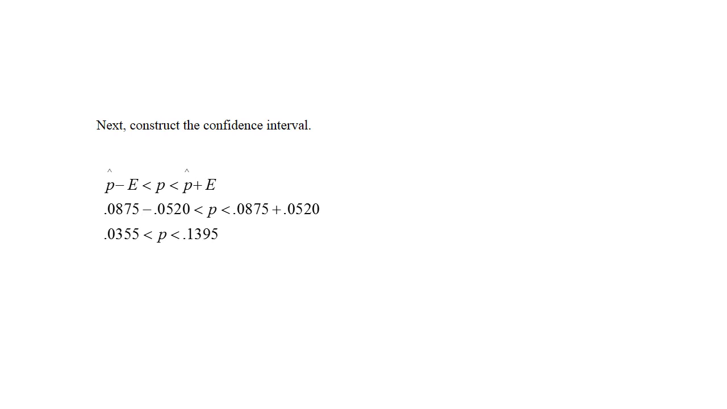The formula for the confidence interval is p hat minus E is less than p is less than p hat plus E. P hat is 0.0875 minus E, 0.0520, is less than p is less than 0.0875 plus 0.0520, which equals 0.0355 is less than p is less than 0.1395.